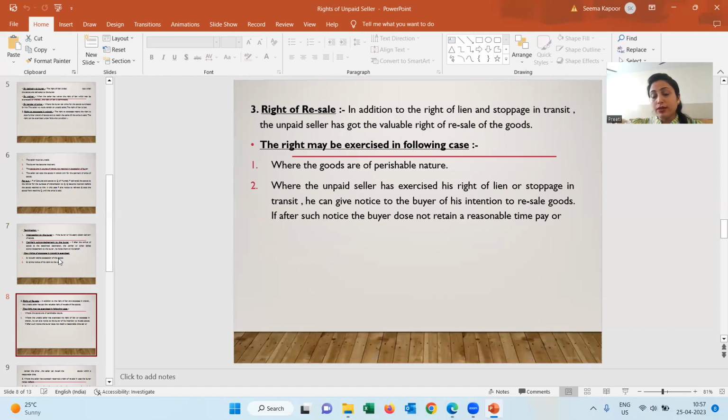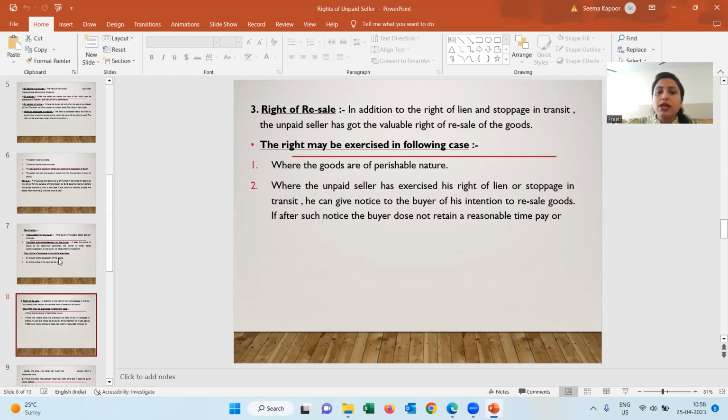Now, third right. This is the main right. We know that in case the seller has no option to retain the goods and to get the payment of the goods, in that case he has the right of resale. In addition to the right of lien and stoppage in transit, the unpaid seller has the valuable right of resale of the goods. But for using this resale right also, he needs to fulfill these conditions.